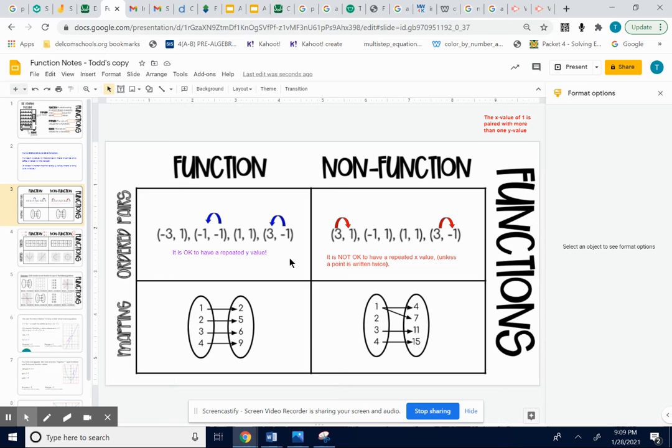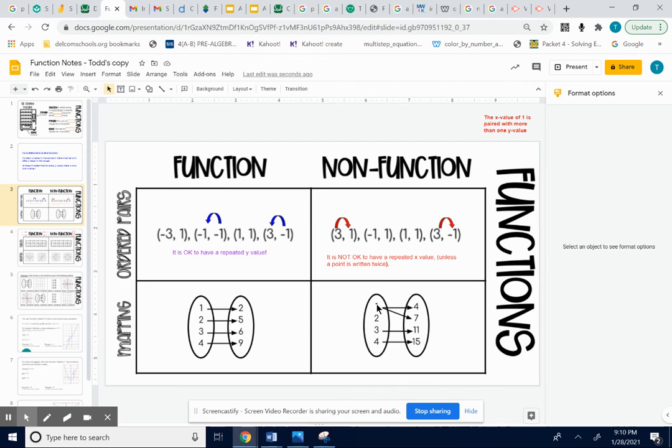This gets better. Let's look at the mappings. The mapping looks like two bubbles. In the first bubble, it's the x's. In the second bubble, it's the y's. What this mapping is showing is that an x value of 1 goes with only one number, a 2. The x value of 2 is paired with a y value of 5. The x value of 3 is paired with only one number, a 6. The x value of 4 is paired with one number, a 9. That's a function.